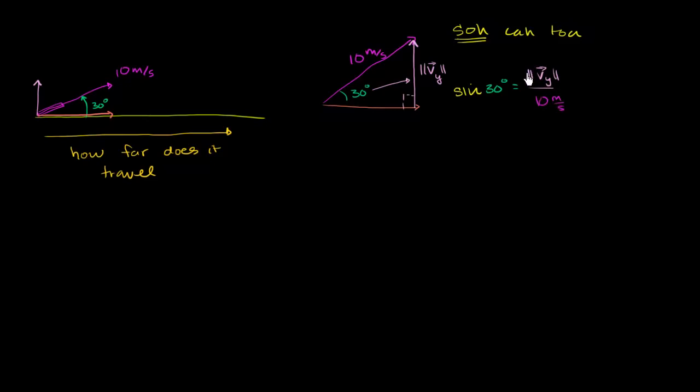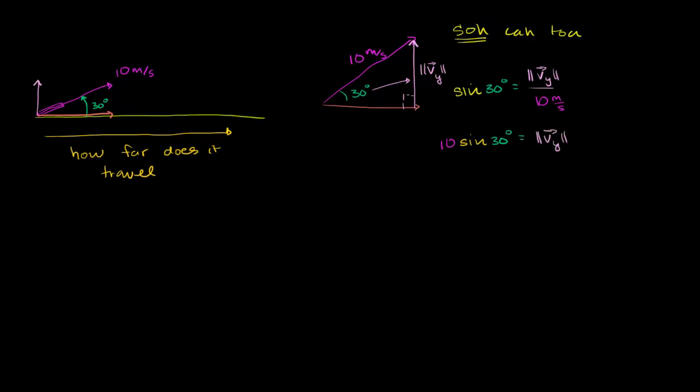And then to solve for this quantity right over here, we multiply both sides by 10, and you get 10 sine of 30 degrees, which is going to be equal to the magnitude of our vertical component. And so what is the sine of 30 degrees?